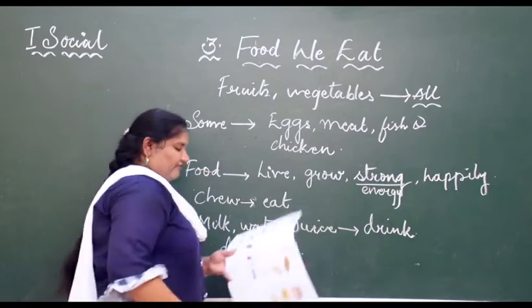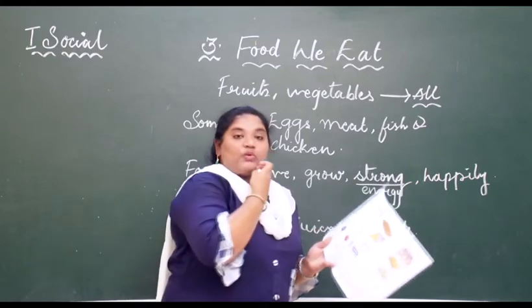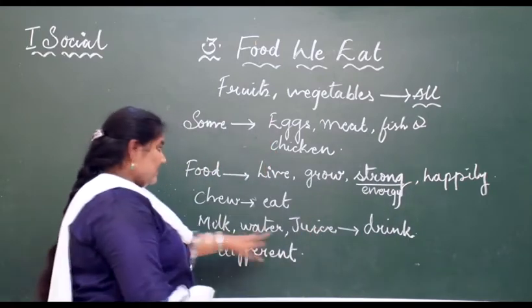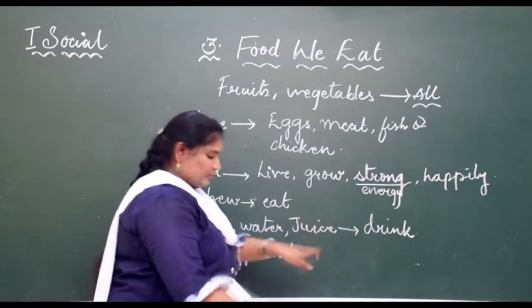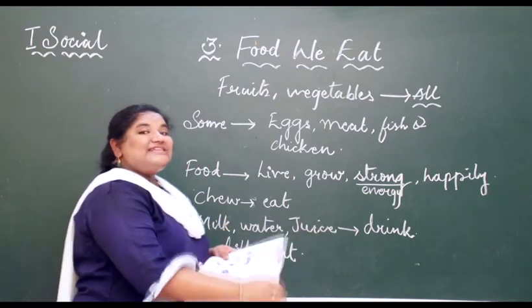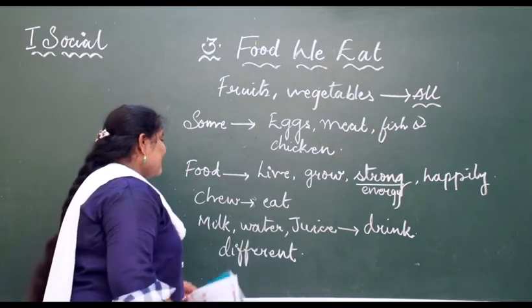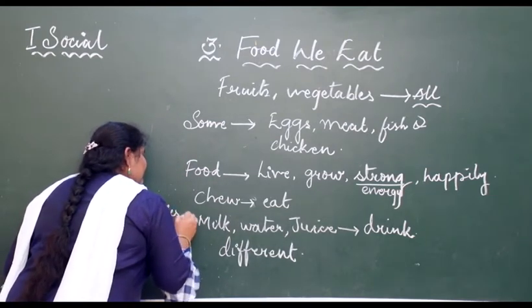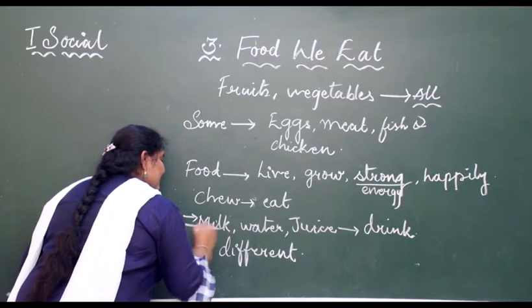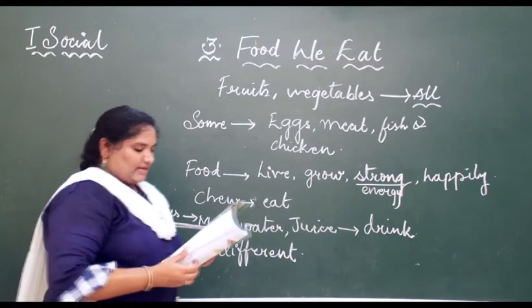D-I-F-F-E-R-E-N-T. Different. We drink. What are the things that we drink? Drinks are milk, water, juice. Then babies drink. What is the food for baby? Babies drink milk. The food for baby is milk.